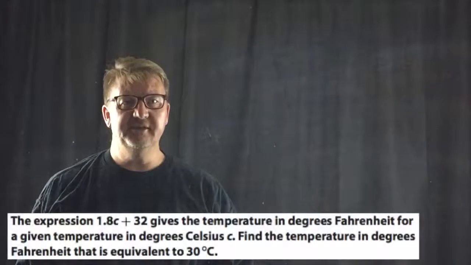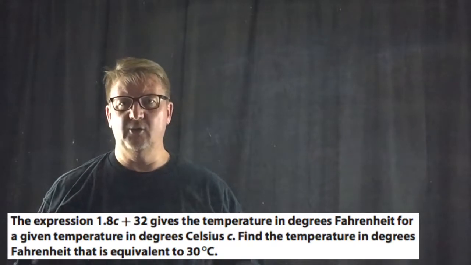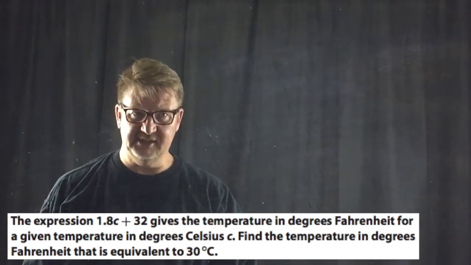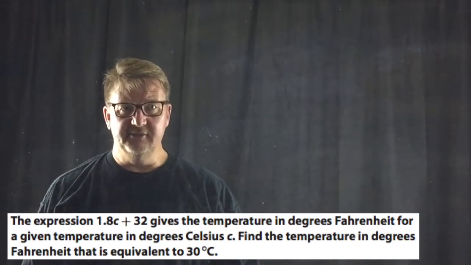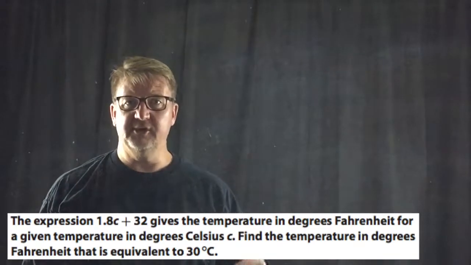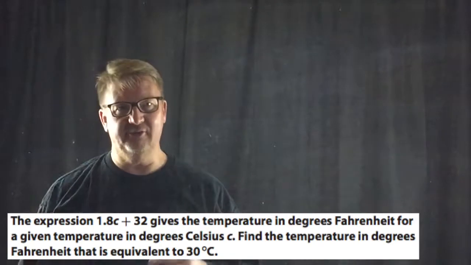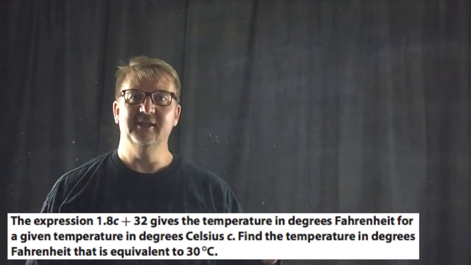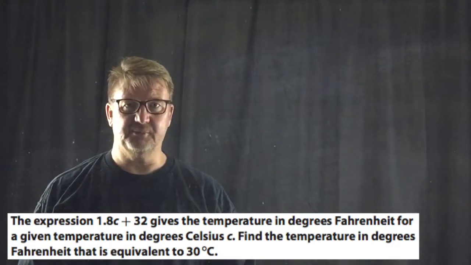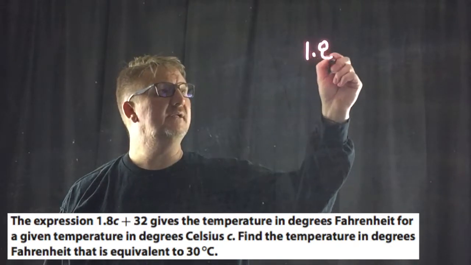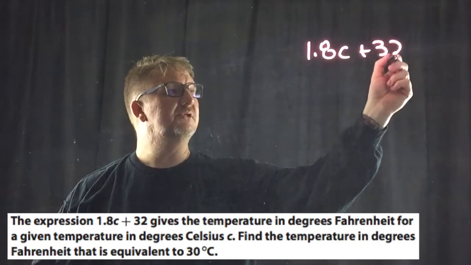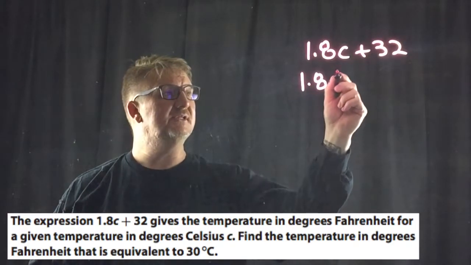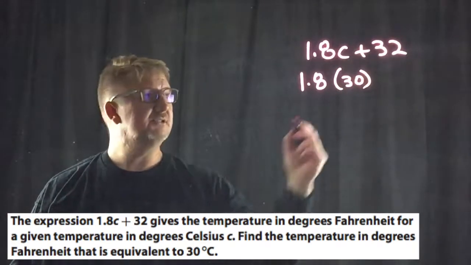In this example, we're going to be given a formula. It says the expression 1.8 times c plus 32 gives a temperature in degrees Fahrenheit for a given temperature in Celsius. That may be confusing, but I'll show you here in a second. Our job is to find the temperature in Fahrenheit that is equivalent to 30 degrees Celsius. So here we use the expression 1.8 times c plus 32, and that is a plus symbol. Then we're told that the temperature in Celsius is 30 degrees.